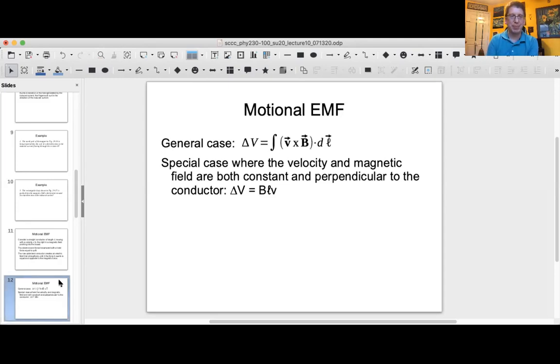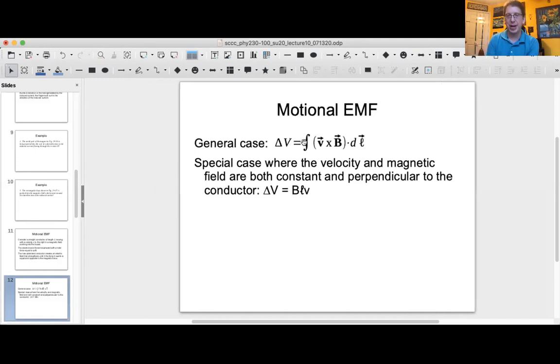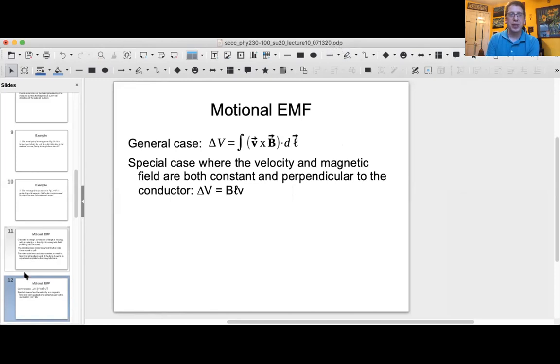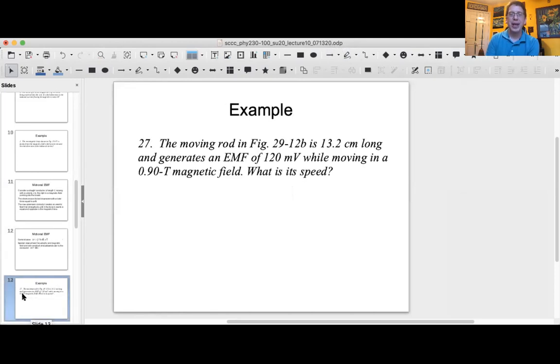So the simple example we're going to do here, you're going to be using this equation, but there's at least one example, I forget whether it's the recitation or the homework, where you're going to need to refer to this up top. So let's move on to the example then. The moving rod, and it's basically what we've already drawn, is 13.2 centimeters long and generates an EMF of 120 millivolts while moving in a 0.90 Tesla magnetic field. What is its speed?